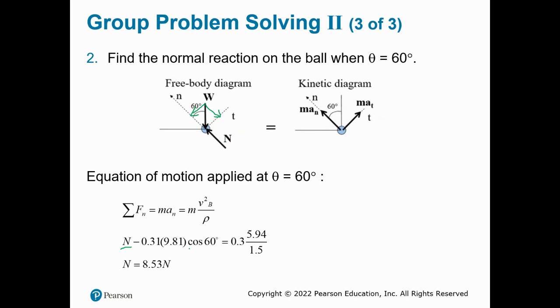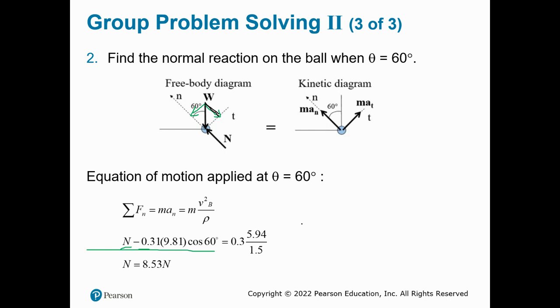This tells me that along the normal direction, it's only the cosine 60 portion of the weight. So only this portion of the weight is along the normal direction. That is weight W times cosine 60.